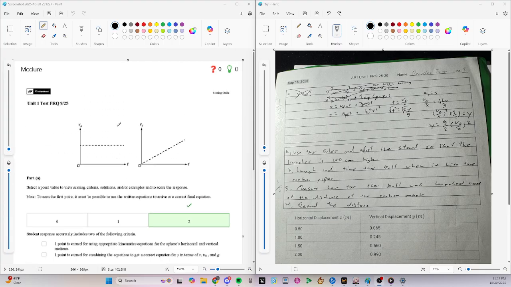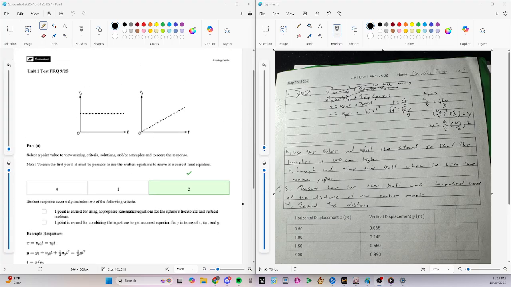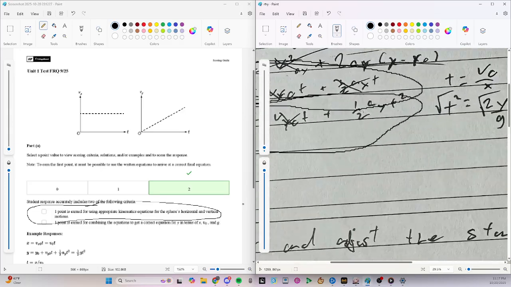So starting with part A, I gave myself a 1 out of 2 because I earned this first point right here for using the right equation. As you can see here and here, it's the correct equation that they want you to use. But I didn't earn the second point because at the very end I got the wrong answer.